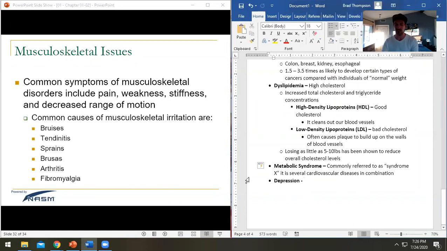So we do know that that's associated. I'll take this out because it's not in the PowerPoints, but that's definitely something that is associated with obesity.